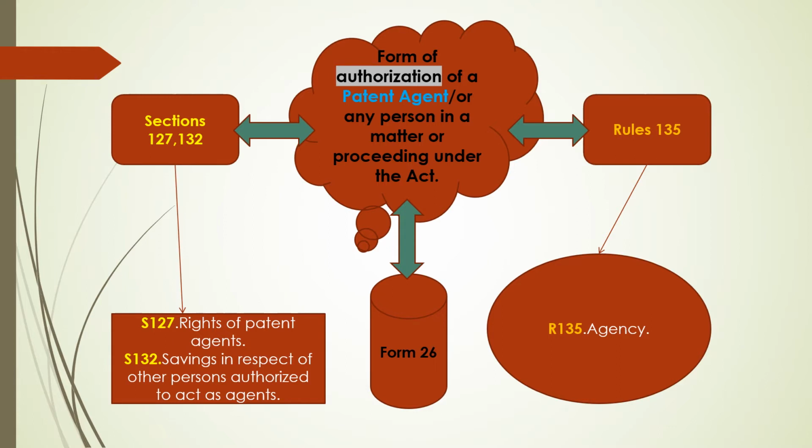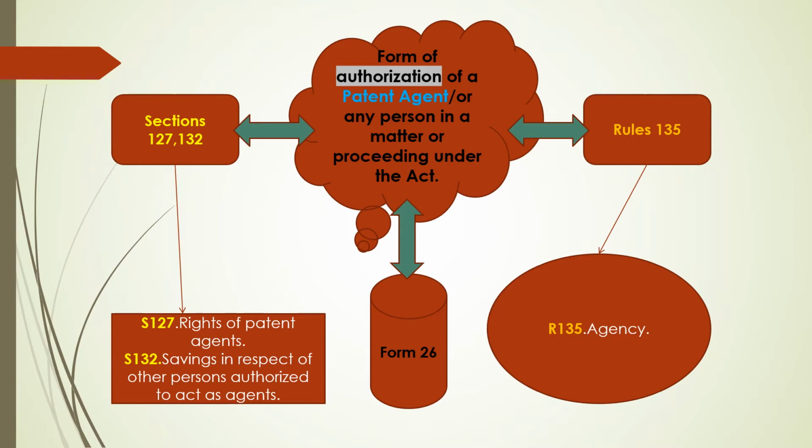And the title for Form 26 is Form of Authorization of a Patent Agent or any person in a matter or proceeding under the Act. That means the noun here is the agent or the patent agent, and the action verb is the authorization. So you can just remember like this. We can remember the relationship between these three through the action verb, that is authorization.